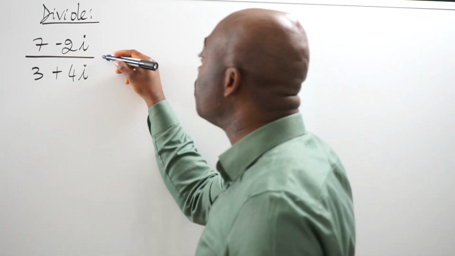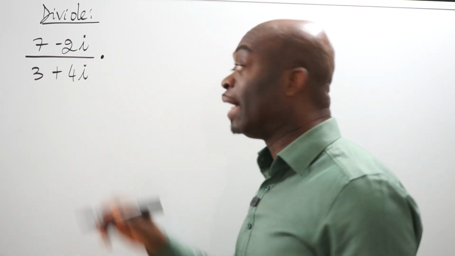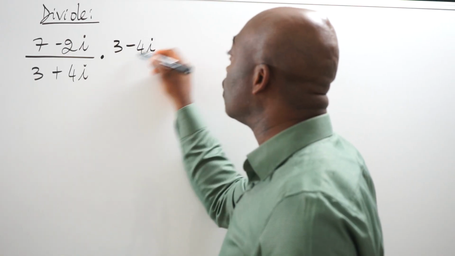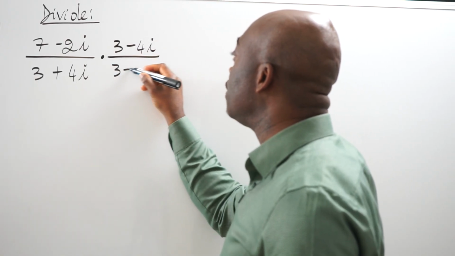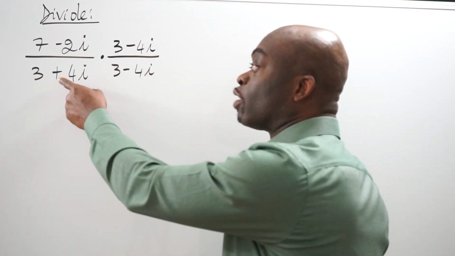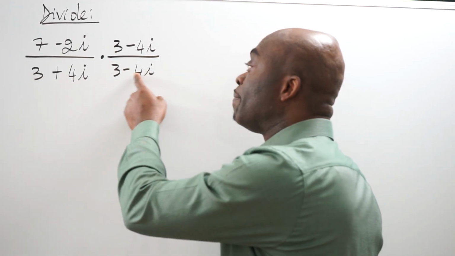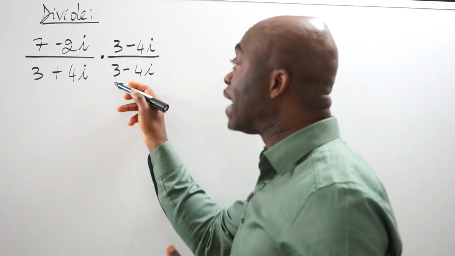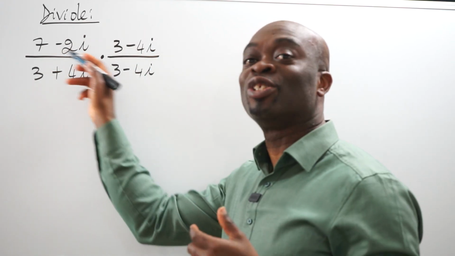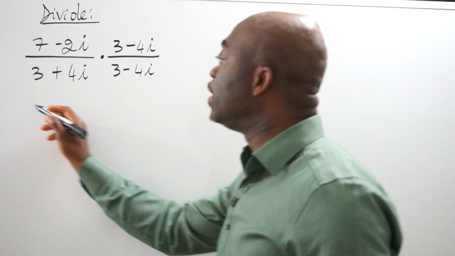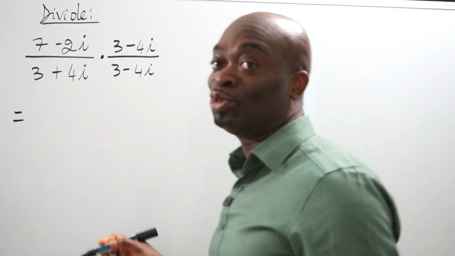So what does that mean? We're multiplying this one by the same 3 minus 4i over 3 minus 4i. All right? And that's the conjugate, right? The conjugate of 3 plus 4i is 3 minus 4i. So we make up a fraction with that, so that when you simplify this, you still get the original problem. So you never change anything. That's the reason, right? So now let's go ahead and do the operation.